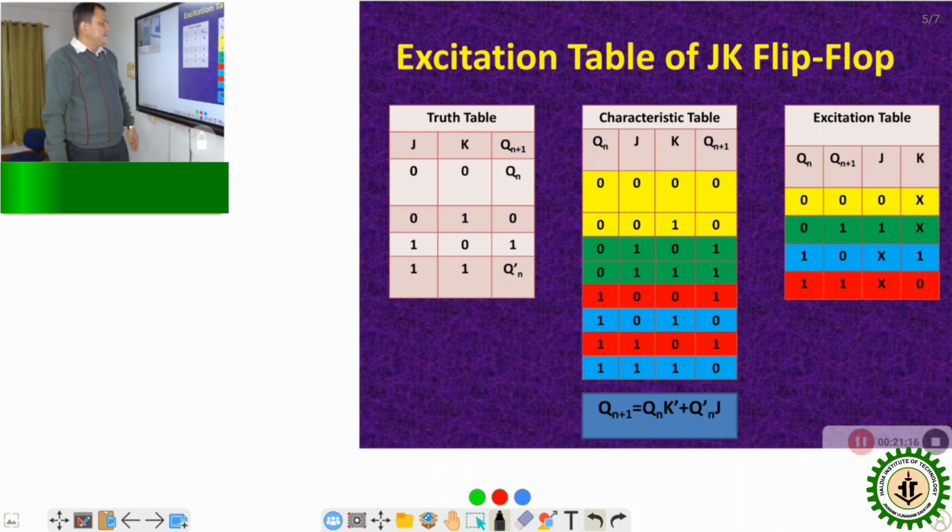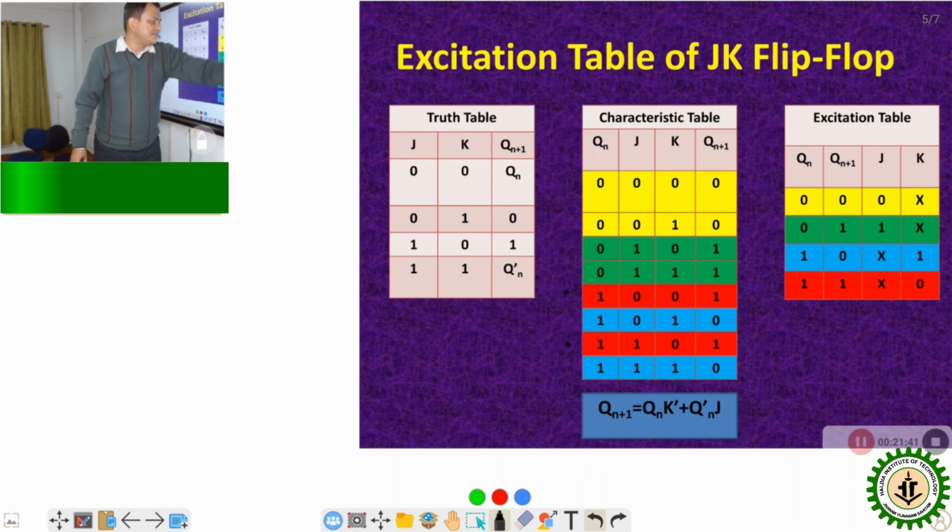Next is our 1 to 1 transition. Where 1 is transforming to 1, these two red rows, 1 to 1, 1 to 1. Now we have to find out the combination of J and K. K is 0 for both the cases, so we put K is 0. What is J? Here J is 0, here J is 1. So J is a don't care term.